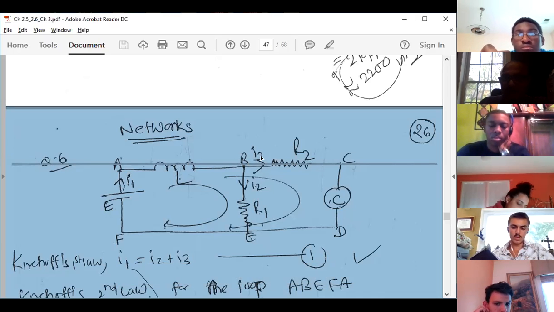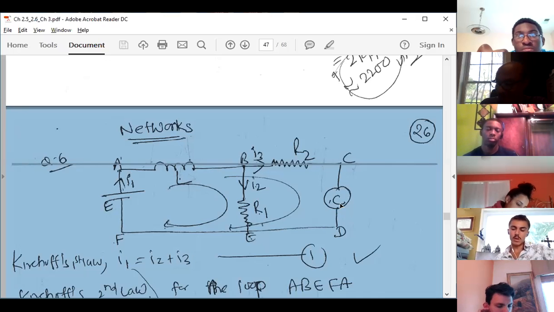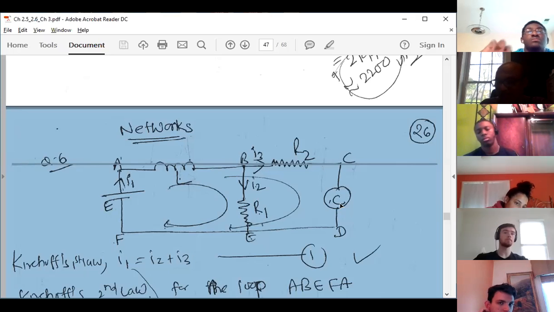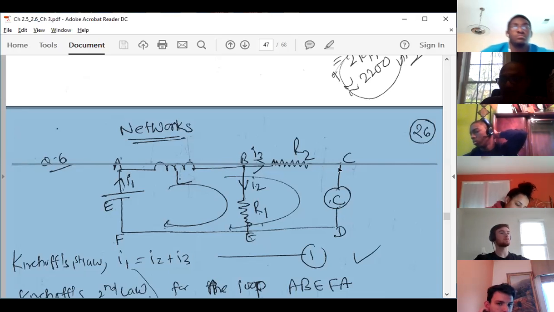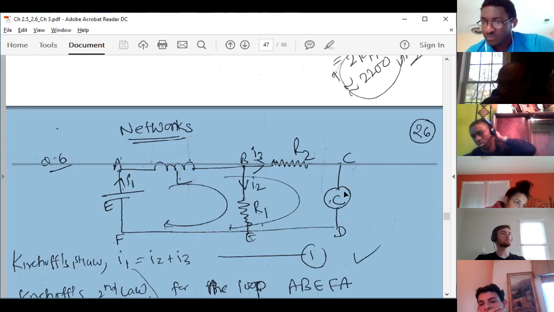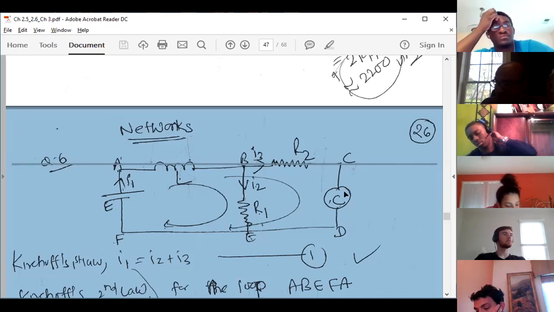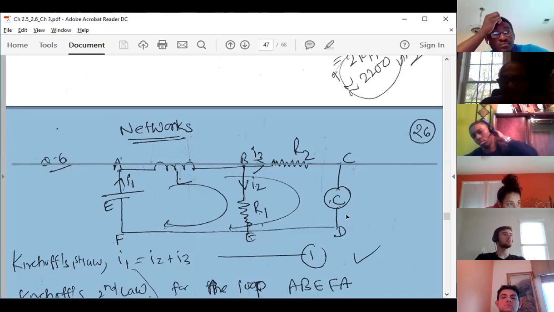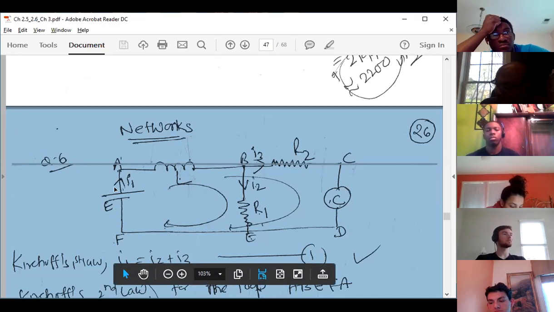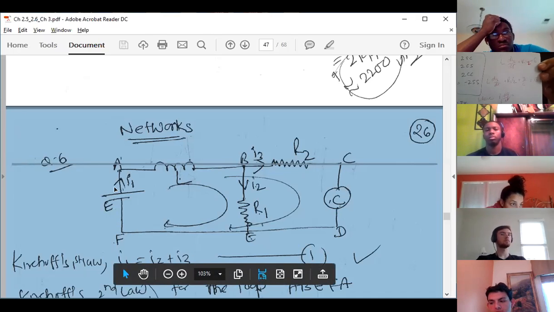Try to pick up my words. Then the current I3 passes through capacitor C. The voltage across the capacitor is given by Q over C, right? And what is the relationship between Q and current? I equal to dq by dt. Agree, guys? Yes, sir. But here you cannot write I, you have to write I3. I3 is dq by dt. Am I right? And then the current goes back to the battery E. So that is equal to E. Shall I write like this? These are my equations now.